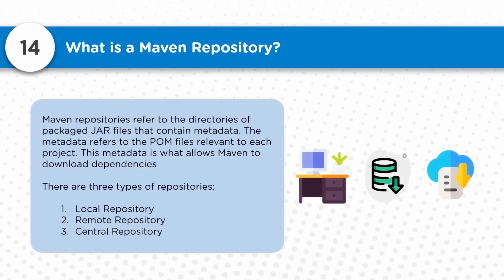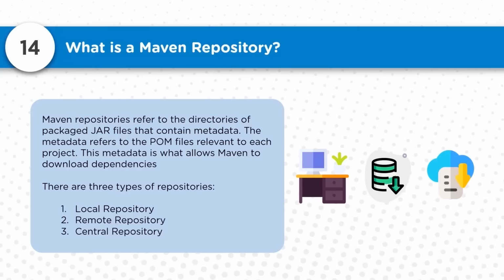Next question, what exactly is a Maven repository? So a Maven repository refers to the directories of packaged jar files that contain metadata. The metadata refers to the POM files relevant to each project. Here you can get your artifacts stored. You can also download these artifacts during the Maven build if you put up that dependency. There are different kinds of repositories available there.